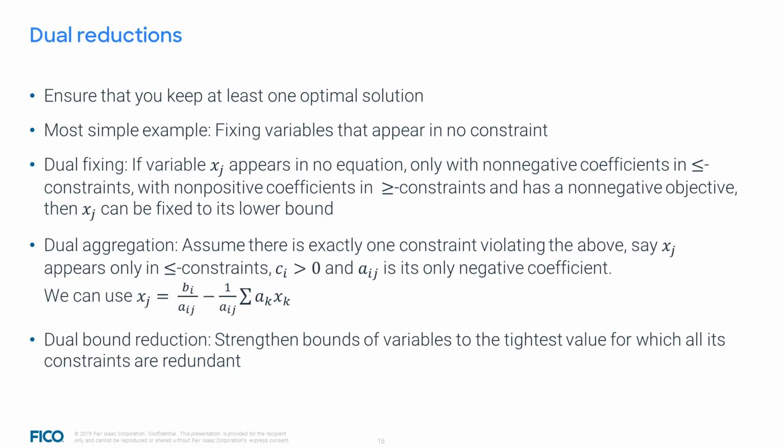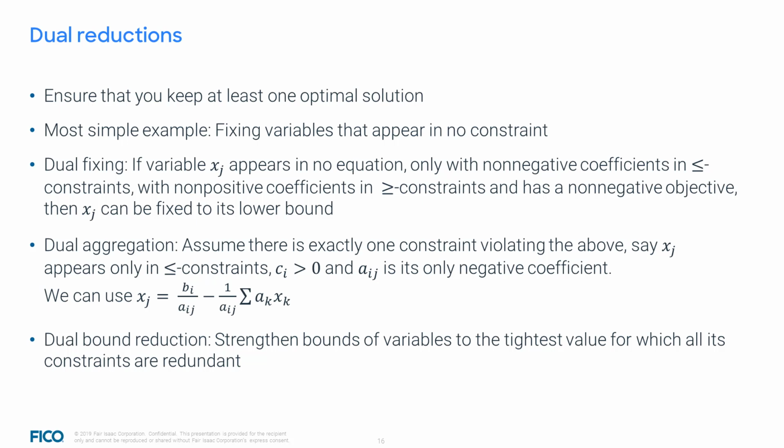Then there's dual fixing, which consists in fixing a variable x to its lower bound if it appears in no equation, only with non-negative coefficients in less or equal constraints, or only with non-positive coefficients in greater or equal constraints, and has a non-negative objective value. This sounds like a lot to ask for, but it's actually quite intuitive.